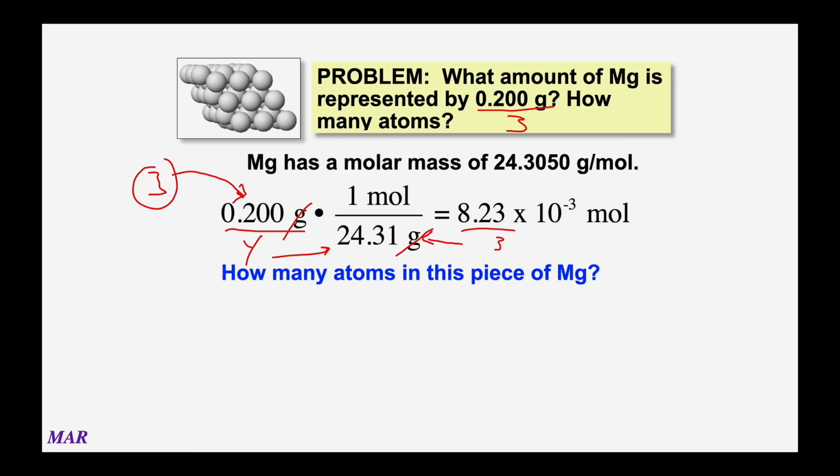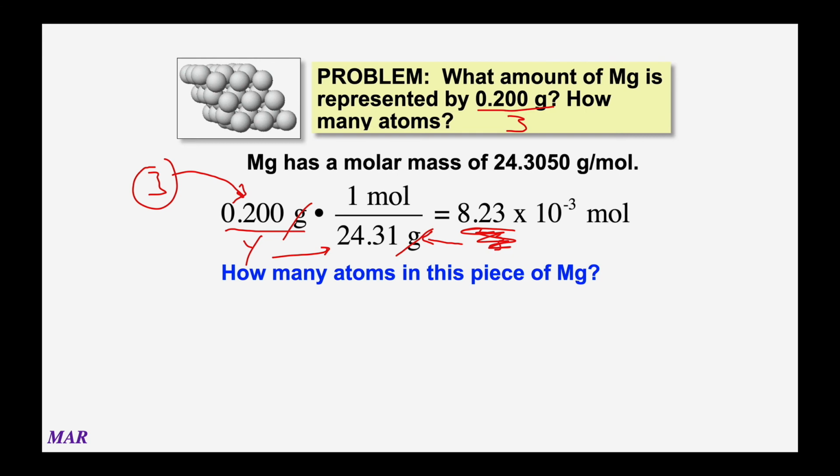Now, 8.23 times 10 to the minus 3 is not a very impressive number. I don't know what that means. That doesn't mean anything. It's a smallish number, but I don't know. But the next part is kind of cool. How many atoms are in this piece of magnesium?